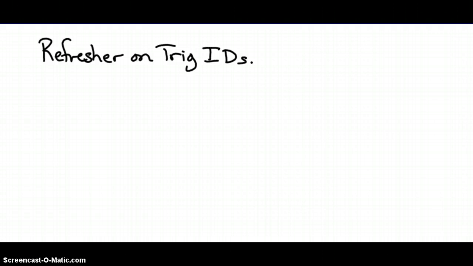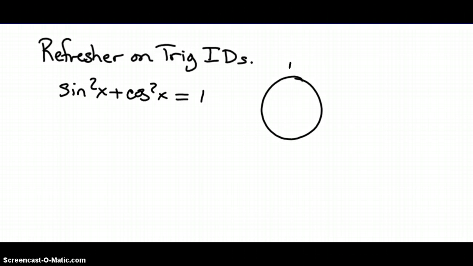Some really important ones are the trigonometric identities that involve the Pythagorean theorem. These can be derived one from the next. The first one comes from, just to remind you where these come from, the unit circle. The coordinate of any point on the unit circle is cosine of the angle, comma, sine of the angle.